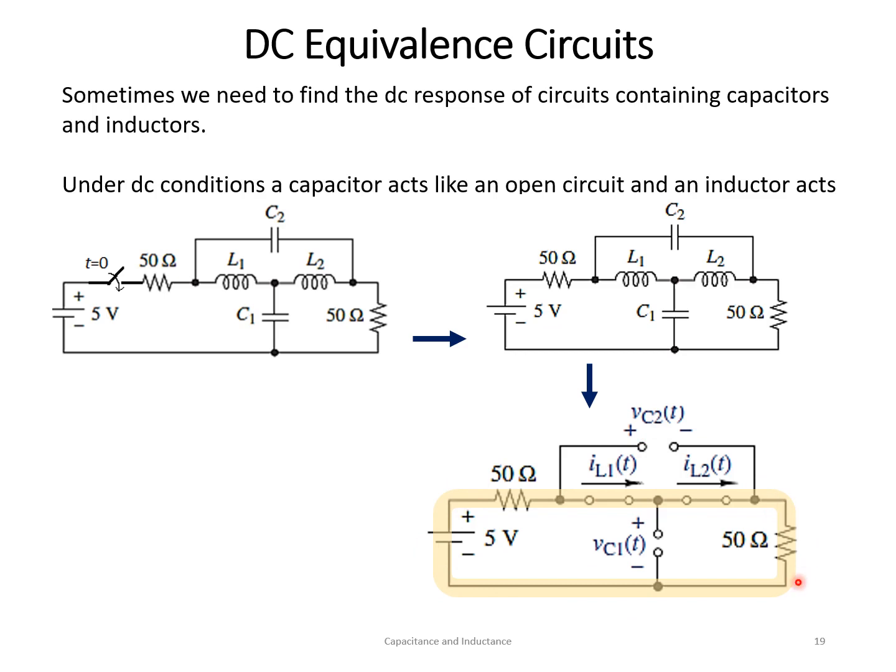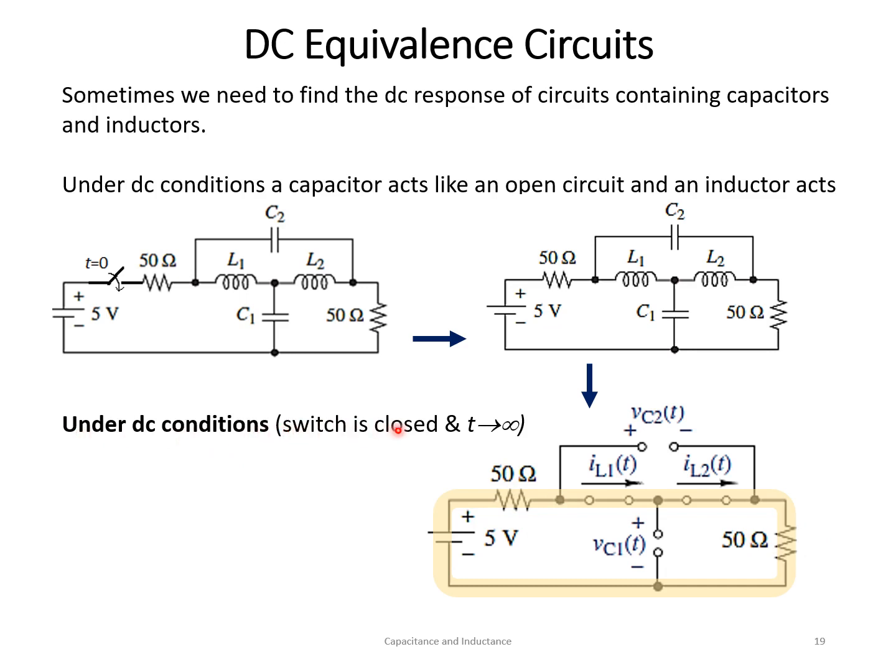In this case, the current flowing through the 5 volt source and the 50 ohm resistor is the same as the current flowing through the inductor. The inductor is short circuited, so IL1 and IL2 will be the same current. If it is 5 volt with 50 ohm and 50 ohm, what will be the voltage across this 50 ohm? 2.5 volt. Use the voltage division formula.